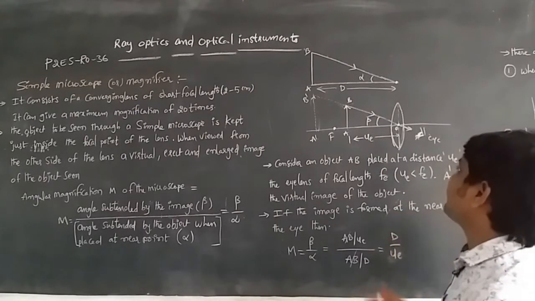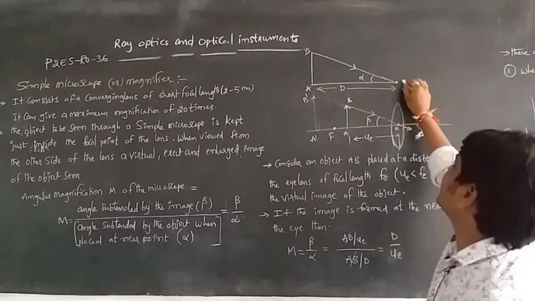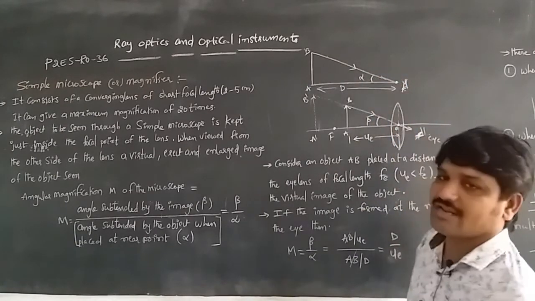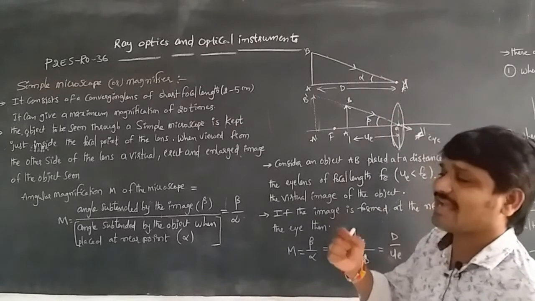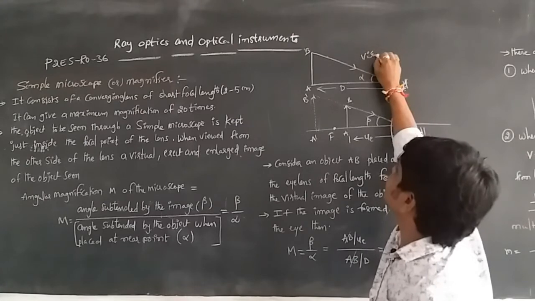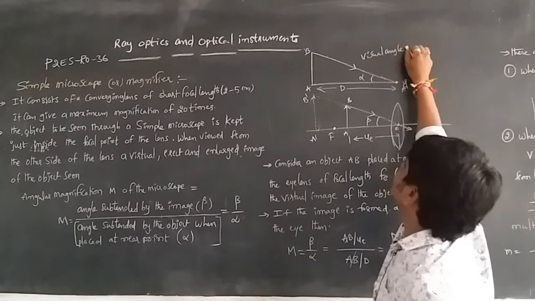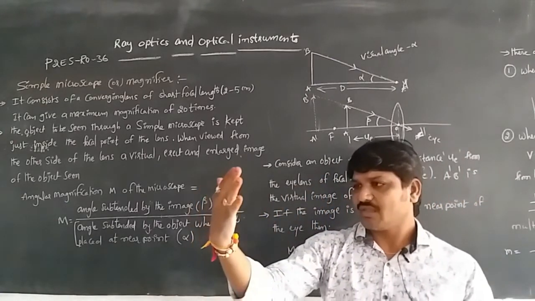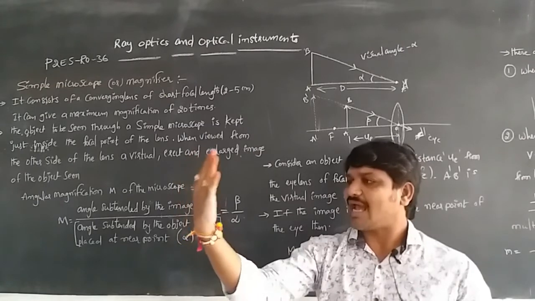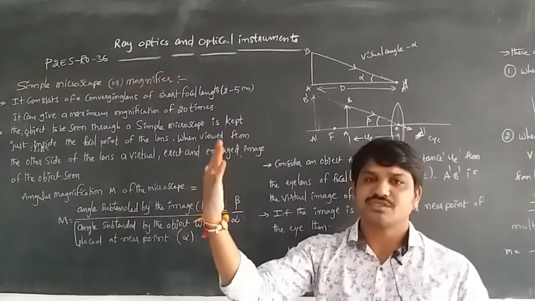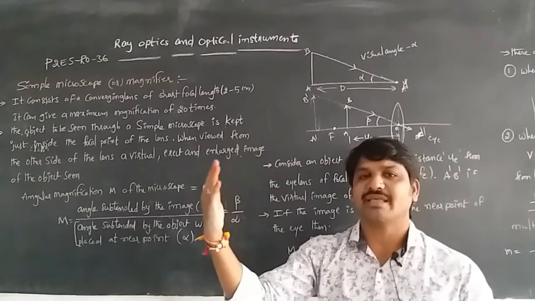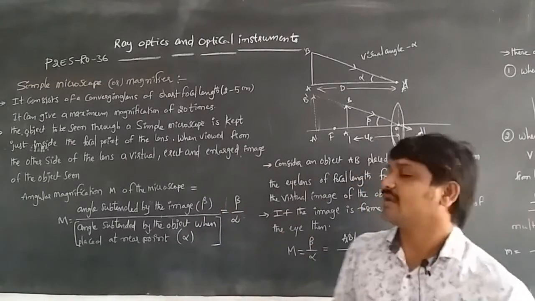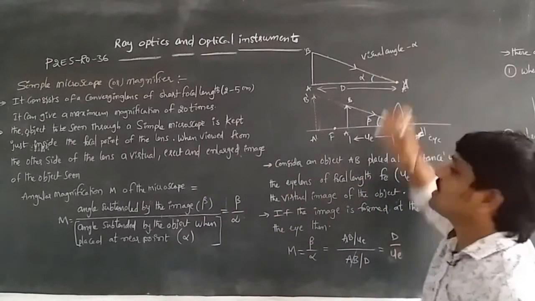Now, angular magnification. Whenever we see the object directly with the naked eye, the object makes an angle with the eye, which is the visual angle, alpha. The angle subtended by the object at the eye is called the visual angle of the eye, and this one is alpha.